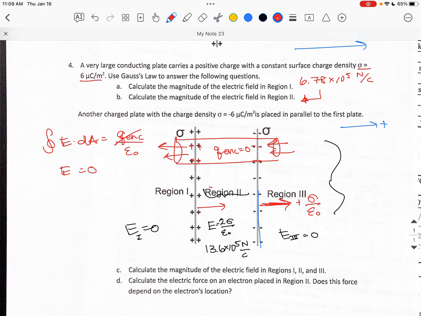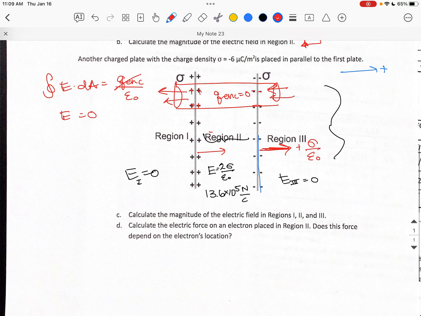Part D is calculate the electric force on an electron placed in the region. Well, this again goes back to our fundamental principle that E is equal to F over Q, which means force is equal to E times Q. They don't give us the charge of an electron, but that's something you should be able to calculate. I'm messing up my variables. This should be F, this should be E.